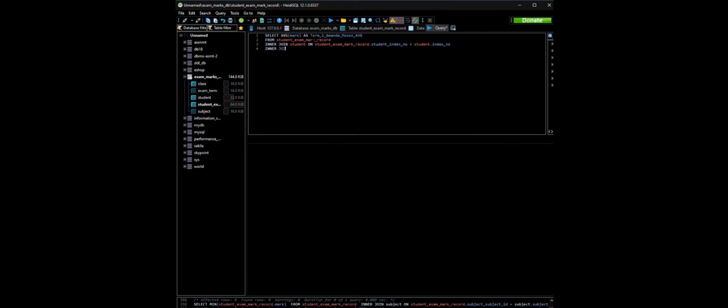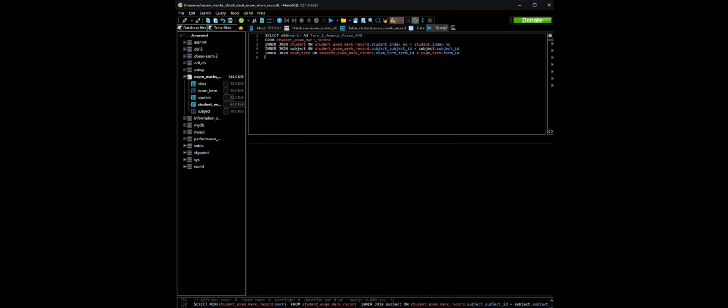Next we are going to join in the subject table. Alright, then we are going to join in the exam term table, exam term on student exam mark record dot exam term underscore term ID is equal to exam term dot term underscore ID.